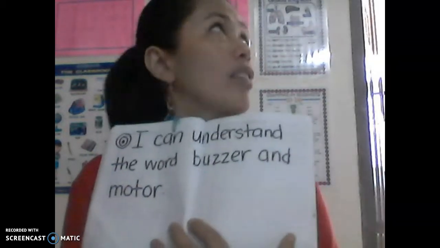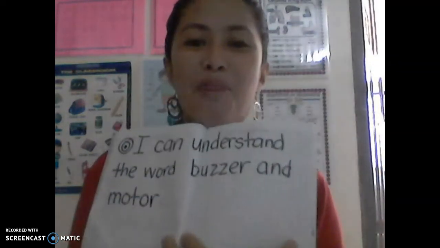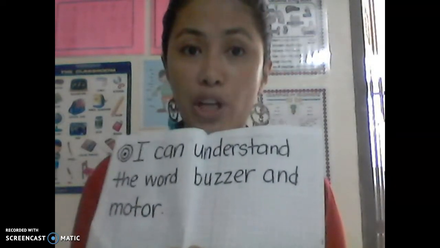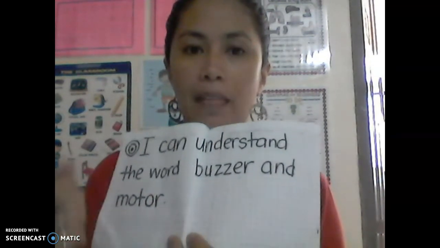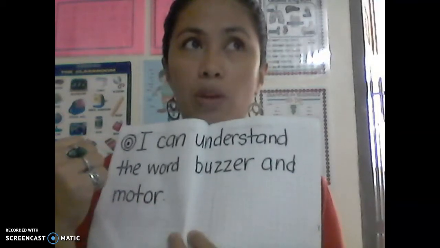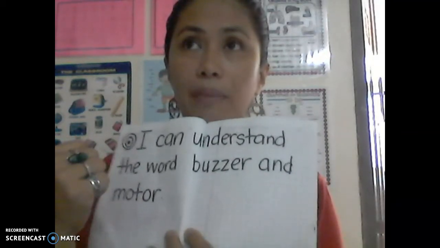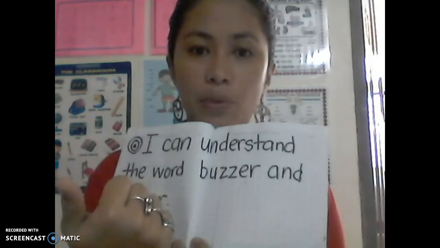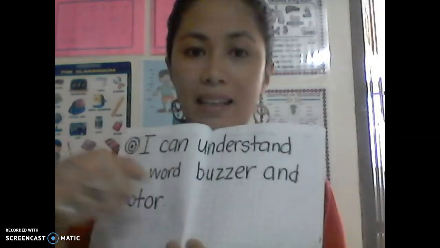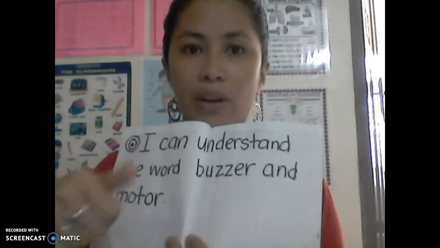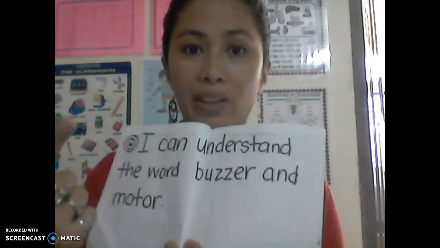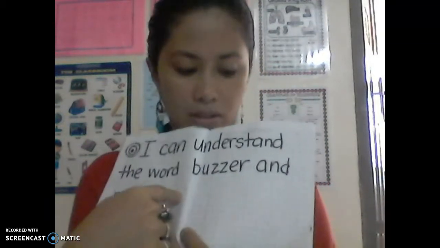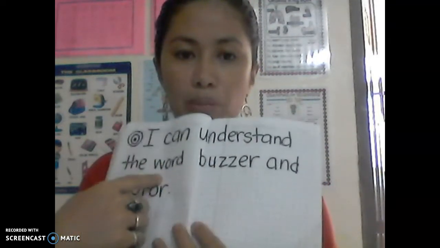So yesterday we talked about motor already, right? So there are things that need a motor in order for it to move. Just like, what was the example? We have the mixer when you make cake, right? To mix the flour and other ingredients, and we have the blender and also car. So today we are going to talk about what is buzzer and what is a motor.